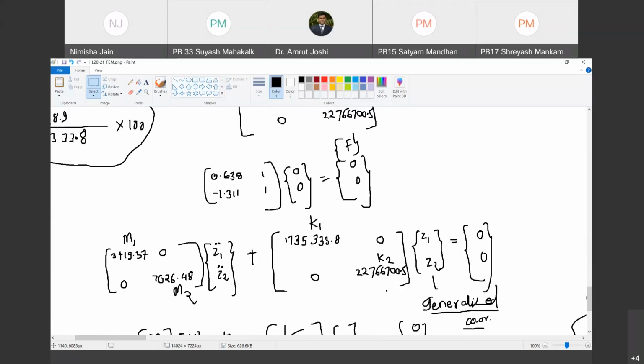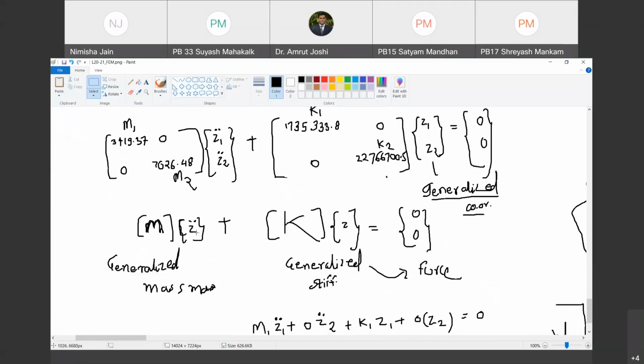Now, what is the next thing that we have to do? We have to find out generalized force matrix. So it is phi transpose multiplied by 0, 0, because in our case the force matrix was a null matrix. Happy? Okay, sir. Okay, so the generalized force matrix turns out to be 0 in our case. So what is the equation of motion in generalized coordinate system? M z double dot plus K z equal to 0, 0, where this capital M and capital K are generalized mass and stiffness matrices respectively.